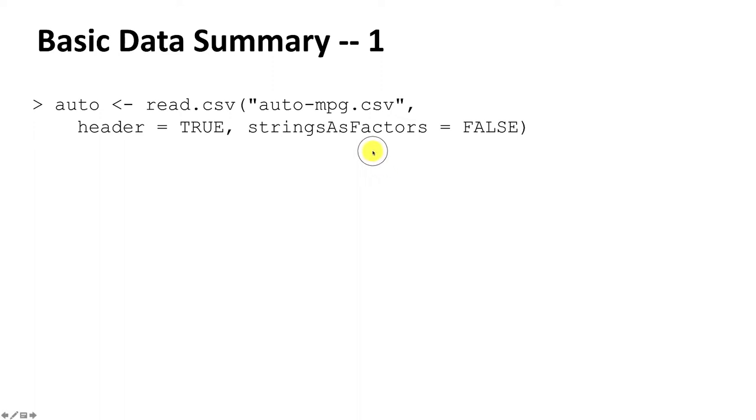Okay, if you don't want it to convert that to a factor, you can say strings as factors equals false. The default is strings as factors equals true. In this particular file, I'm using this just to illustrate that there is this kind of option. In this data file, there also happens to be a column called car name, which is the name of the car, and we're not particularly going to use it for any kind of analysis. So we are saying just keep it as a character column, don't treat it as a factor.